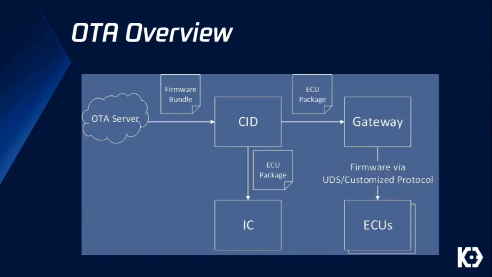So here is the whole OTA procedure. And after the gateway restarted, basically, the OTA server will deploy bundles to the CID, and the CID will deploy something to the IC update itself. And the CID will also deploy an update package to the gateway. The gateway will update all those ECUs, which is performed by the boot image. And it will also update itself, the gateway itself, also performed by the boot image.